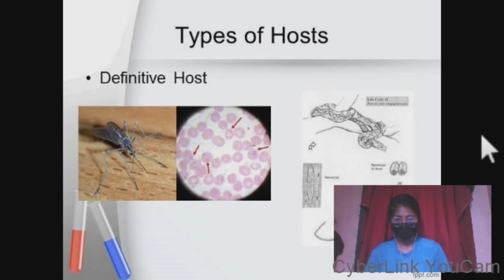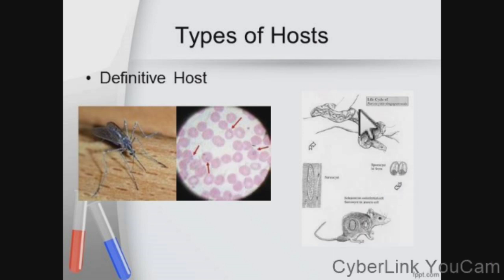There are many types of hosts. The definitive host is the host in which the parasite goes through its sexual cycle, with fertilization and meiosis. For example, mosquitoes serve as definitive hosts of the malaria parasites, Plasmodium spp., while snakes, many different species of snakes, serve as definitive hosts of Sarcocystis singaporensis, a disease of mammals.